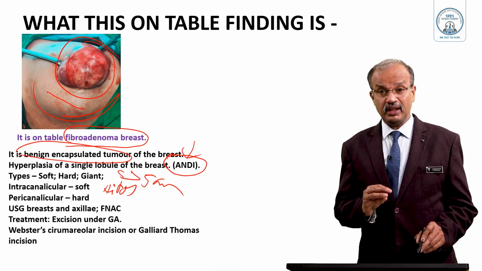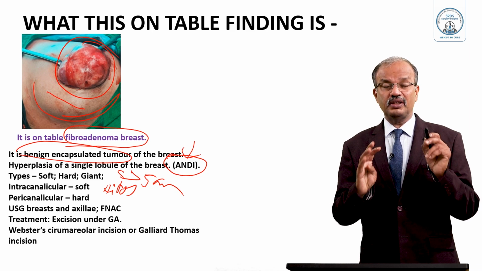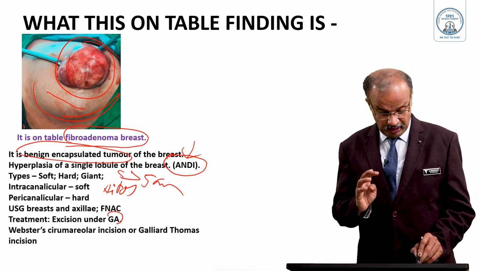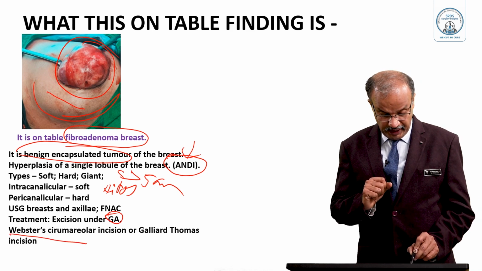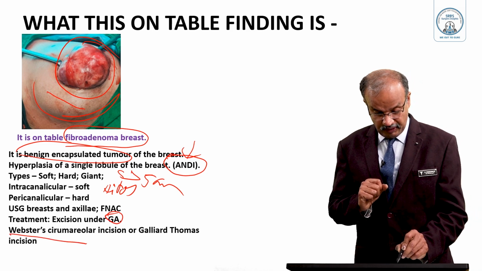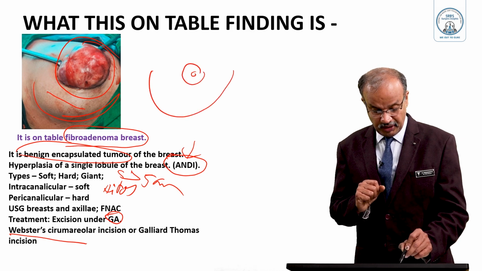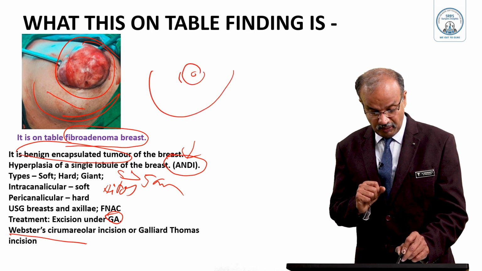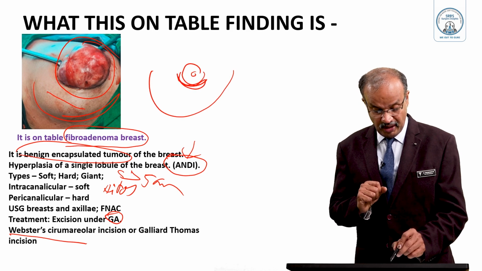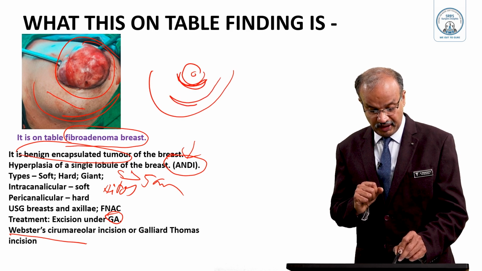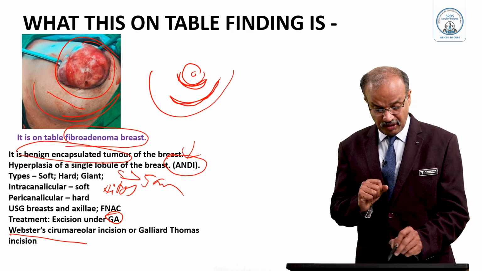And treatment is excision under general anesthesia. Now the incisions placed under GA, that's important: Webster circumareolar incision and Gaillard-Thomas incision. If this is the nipple, this is the areola, this is the breast tissue. If you put it at the areolar margin, this is called Webster circumareolar incision. If you put a submammary incision like this, usually laterally, that is called Gaillard-Thomas. In the large one you can put it.